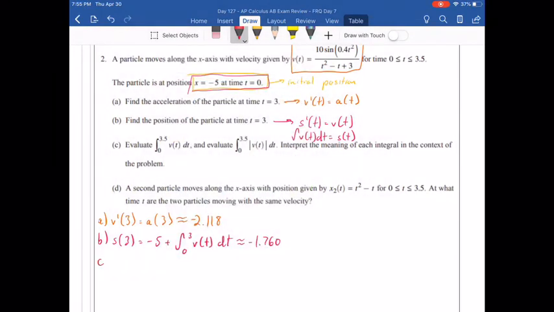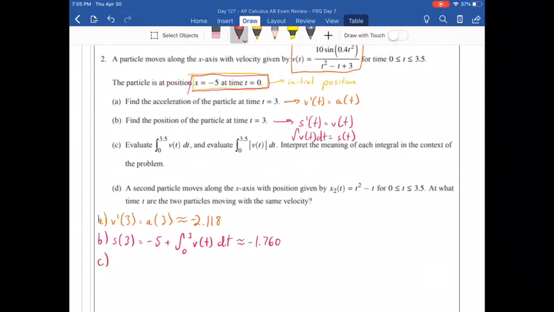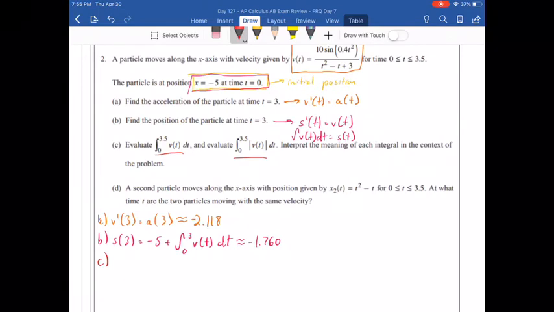All right, so now let's look at C. Evaluate the integral from 0 to 3.5 of v of t dt, and evaluate the integral from 0 to 3.5 of the absolute value of v of t dt. Interpret the meaning of each integral in the context of the problem. It looks pretty simple. To evaluate these two, we literally just plug them into a calculator. It's just the interpretation part that goes back to something we've learned before. So let's do that first.